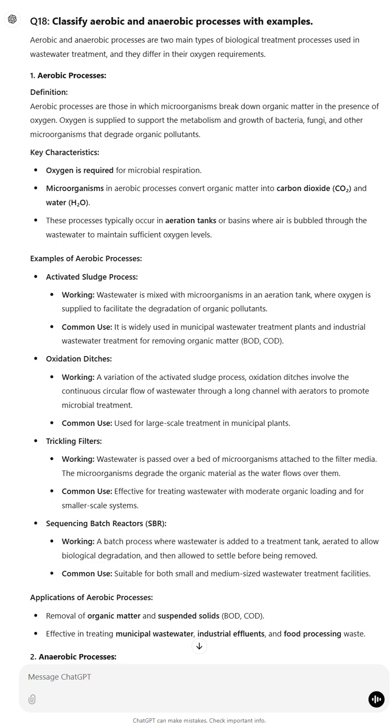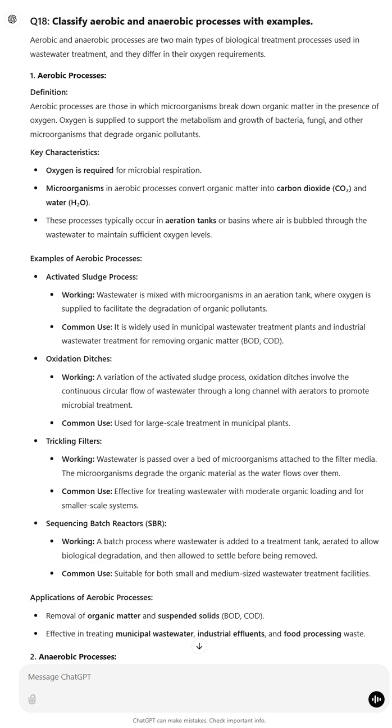These processes typically occur in aeration tanks or basins where air is bubbled through the wastewater to maintain sufficient oxygen levels. Examples of aerobic processes. Activated sludge process. Working. Wastewater is mixed with microorganisms in an aeration tank where oxygen is supplied to facilitate the degradation of organic pollutants. Common use. It is widely used in municipal wastewater treatment plants and industrial wastewater treatment for removing organic matter, BOD, COD.